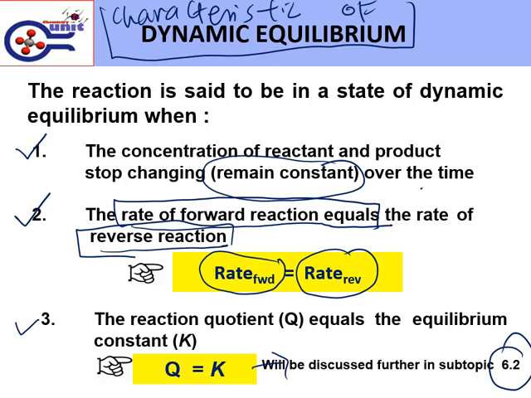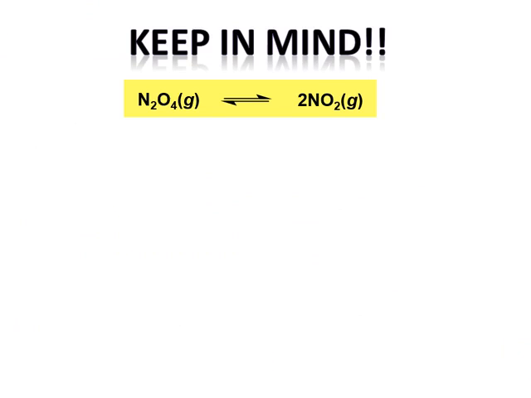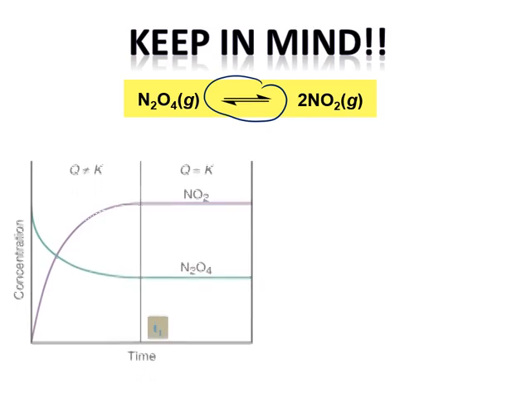And the last one, the reaction quotient is equal to the equilibrium constant, or the symbol is Q equals K. Ini ciri-ciri bagi dynamic equilibrium. So keep in mind, let's say kita ada tindak balas N2O4 gas produce NO2 gas. At the same time, NO2 gas will form N2O4 until the system achieves equilibrium.